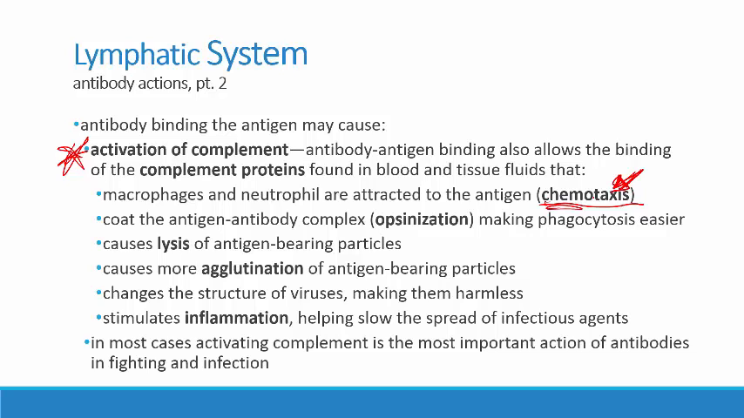So it turns out that in most cases, activating complement is the most important thing that an antibody can do toward fighting infection. So it can do that precipitation and agglutination thing. But when we activate complement, we are doing a really good job of finding and binding to the antigen, and being able to let the phagocytes come in and just take it out. Okay, so very important component of immunity.